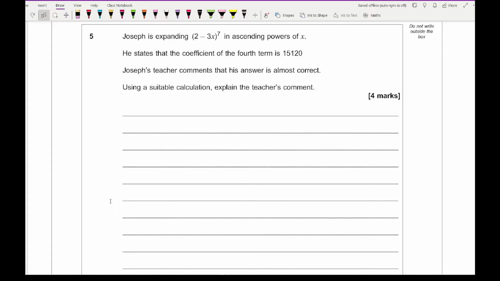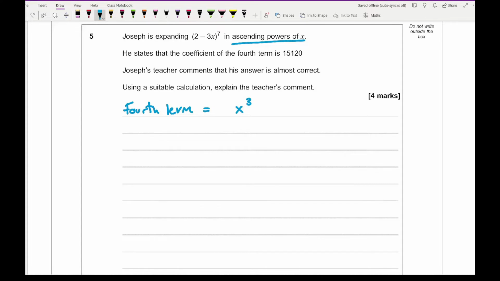Now there's numerous ways in which you can go about finding a particular coefficient of x in a binomial expansion. So any method you can do, if you want to expand it fully, that's entirely up to you. It depends on just how quick you are, but do be mindful of how much time you are taking for this particular question. Now the fourth term is going to be the coefficient of x cubed if it's in ascending powers of x.